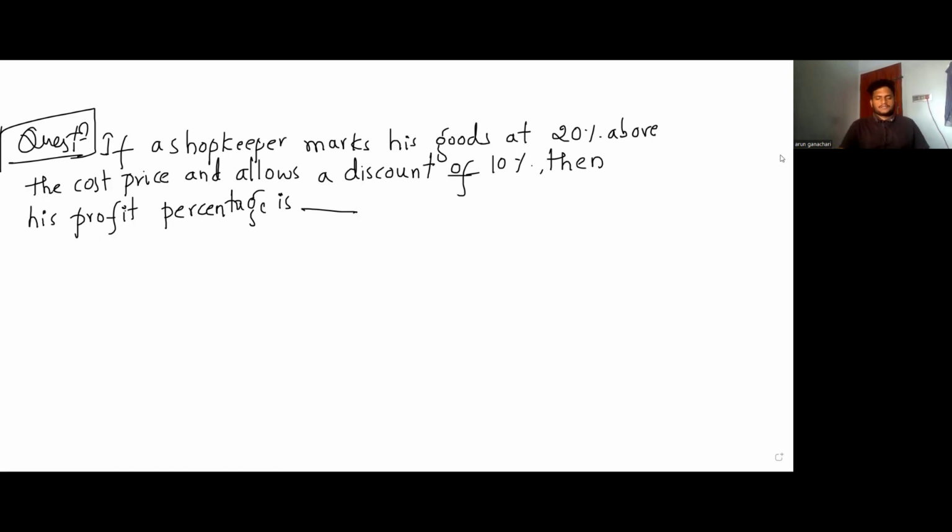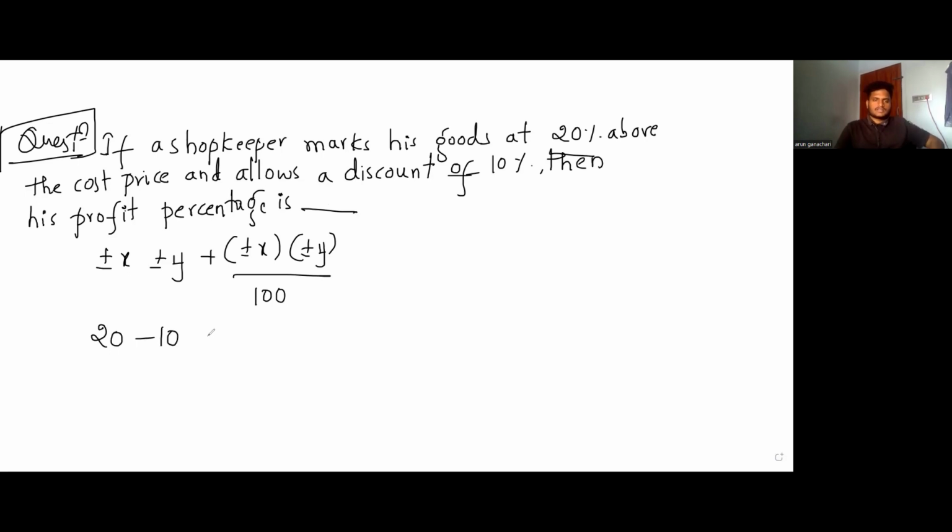How much are you getting? Use net effect formula. I'm telling you, use net effect formula. What is the net effect formula? Net effect formula is plus or minus x plus or minus y plus or minus xy divided by 100. When there is price increase, we will write it as positive. Discount means what? Price is coming down. So I'll take it as minus.